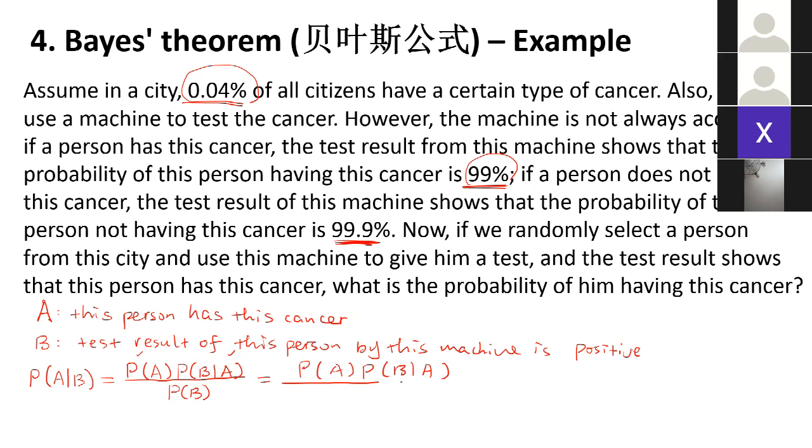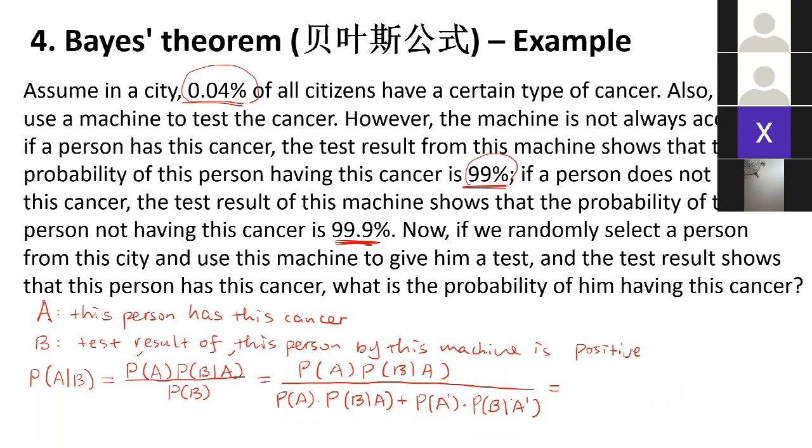The first part is the same as the numerator, which is P(A) times P(B given A), right? The second part is P(A prime) times P(B given A prime). Okay, so let's check if we have all the numbers. The first part, of course, we have all the numbers we need because it's the same as the numerator. For the second part, P(A prime) is simply the opposite of P(A). Of course, we have this number.